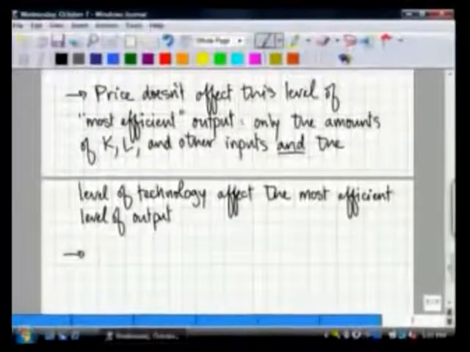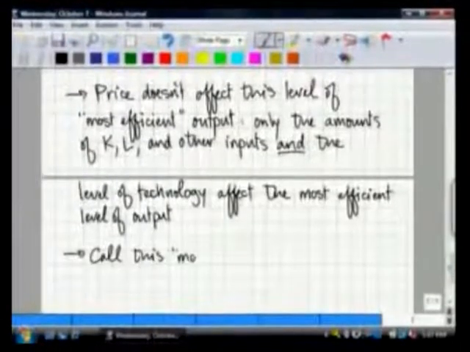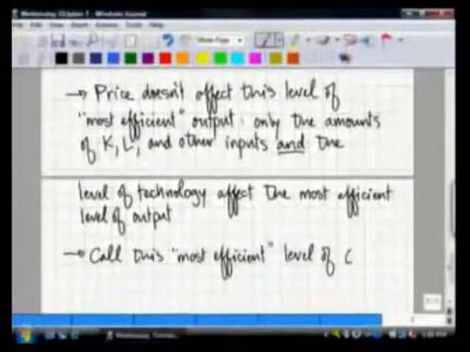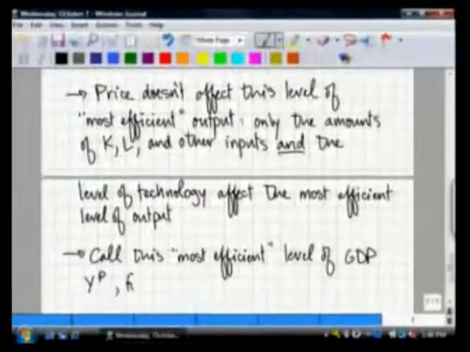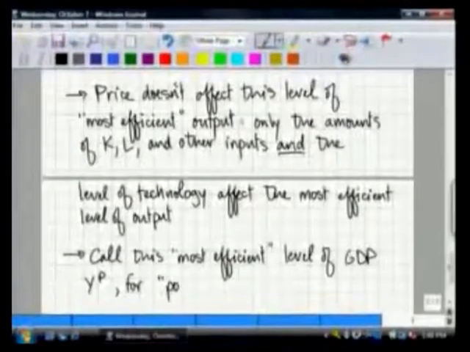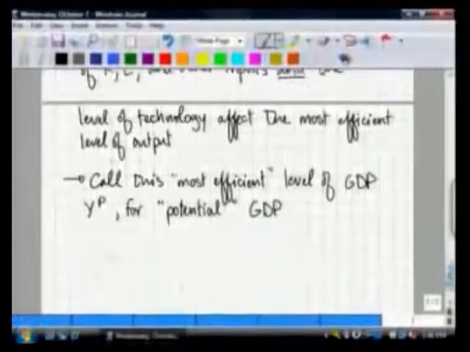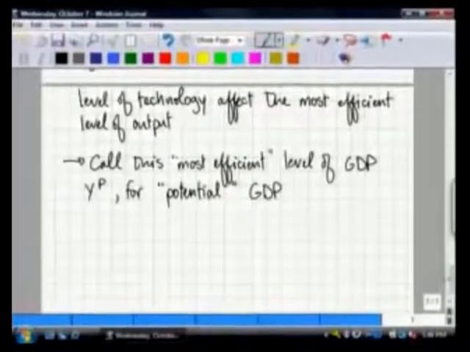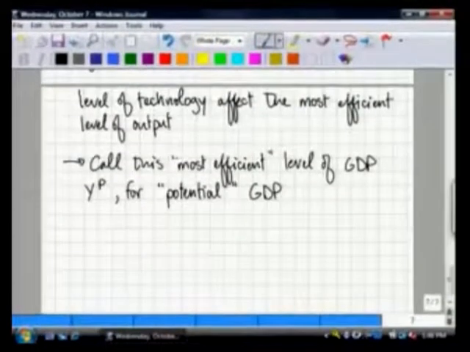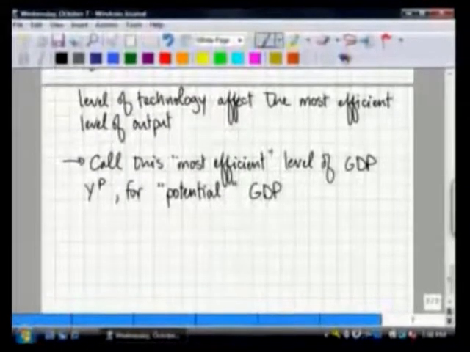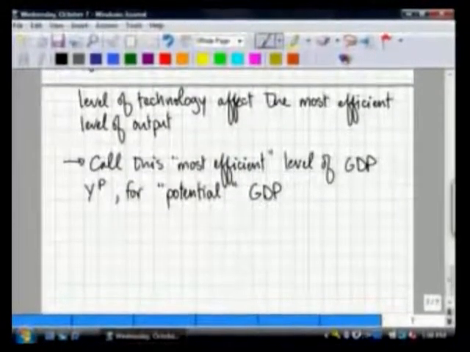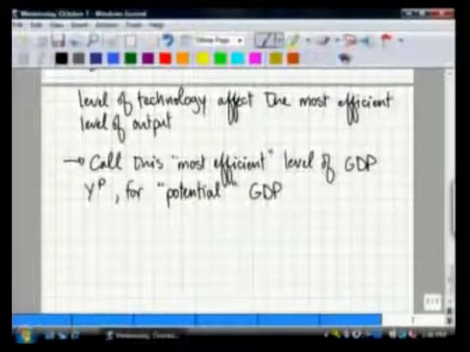First, let me call this most efficient level of GDP YP, for so-called potential GDP. It's a little bit of an unfortunate name because it somehow implies that is the best that we can do. In reality, it's not the highest level of output we can possibly have. It's just the most efficient one.